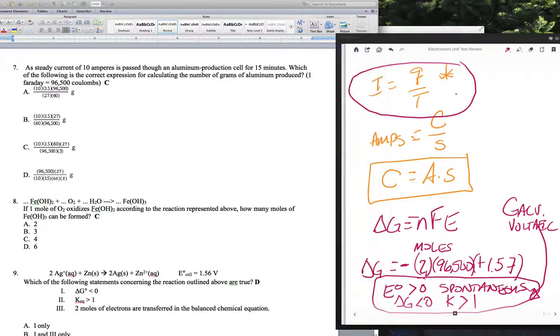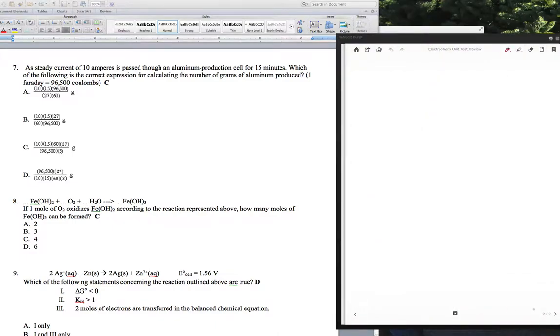Okay. Can you guys see the bamboo paper? Yeah. Okay. All right.